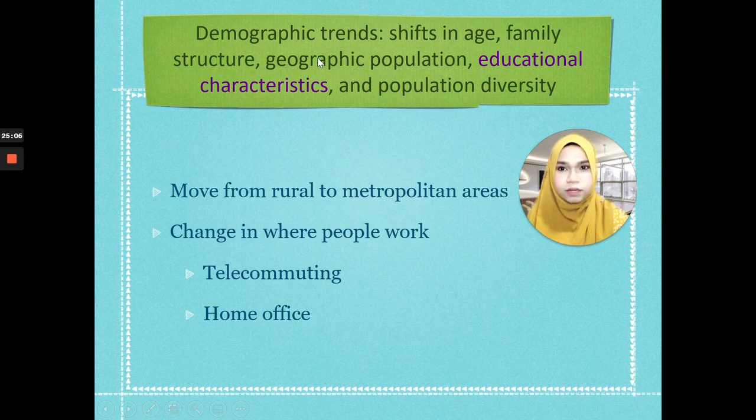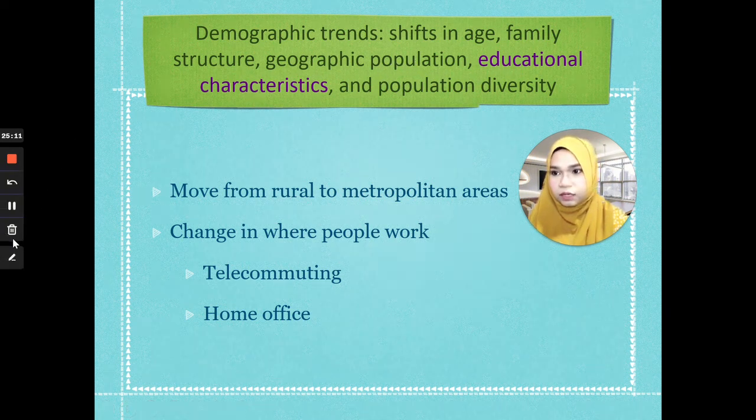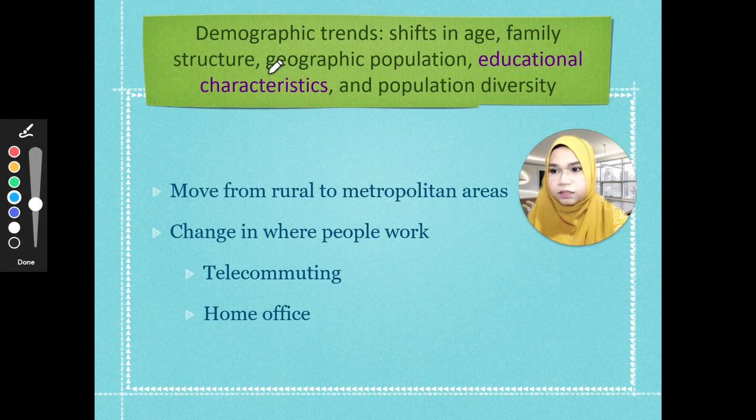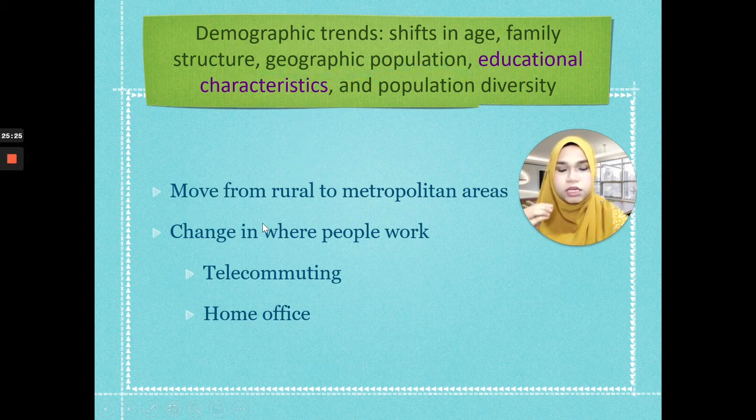Next, when you talk about geographic population, sorry, I wrongly highlighted this particular thing. This is geographic population. We're talking about geographic here, where there is an increasing number of people moving from the rural areas to the metropolitan areas because of better job opportunities. This also changes where people work because of the geographic location. Yeah, they can actually do telecommuting, and also home office.